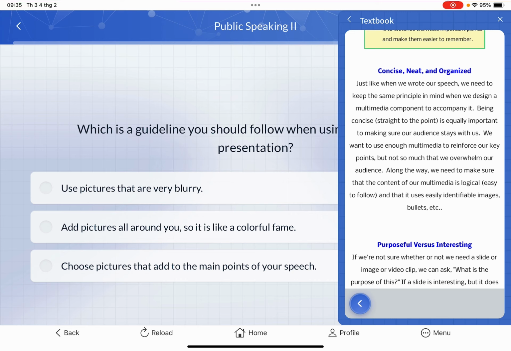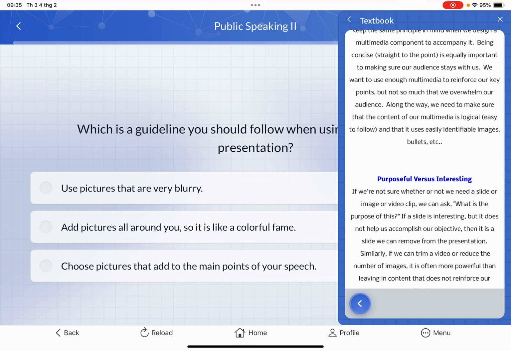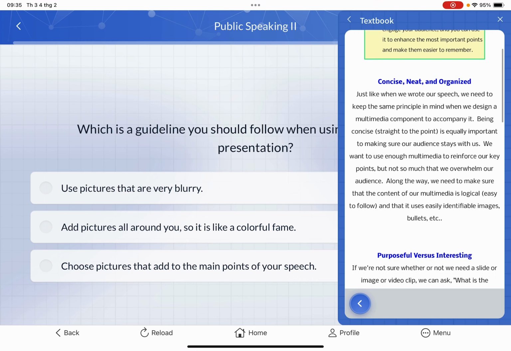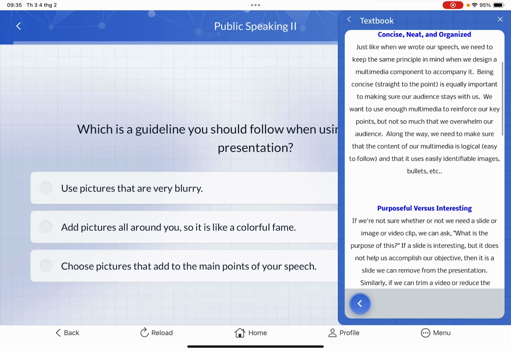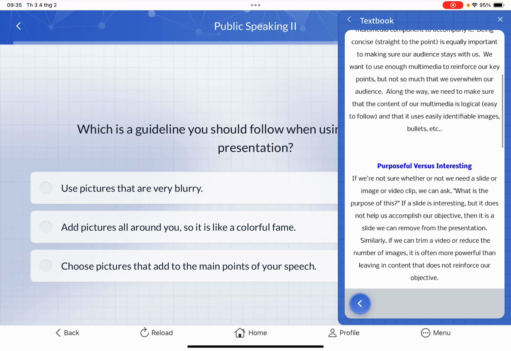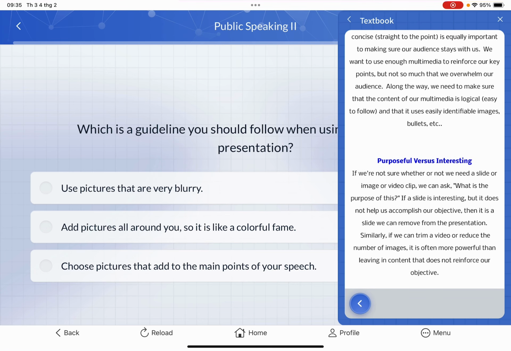So, after talking about being concise, neat, and organizing multimedia, we can think of the first thing, PowerPoint. Not only do we design a slideshow, so that when we're giving a speech, it can be easier to give our speech.